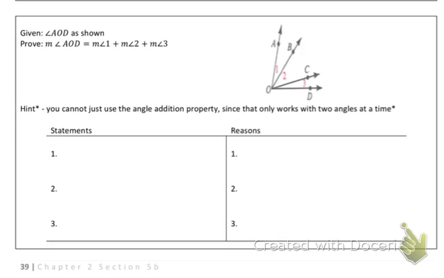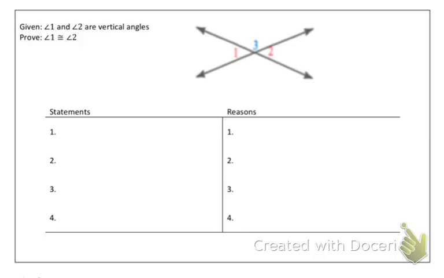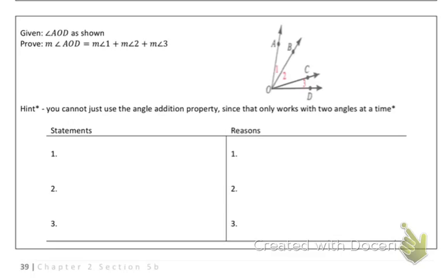We did that one. We're just going to go through two proofs real quick. So we're going to have a little bit more time, but that's okay. All right, the first one says that AOD is as shown.